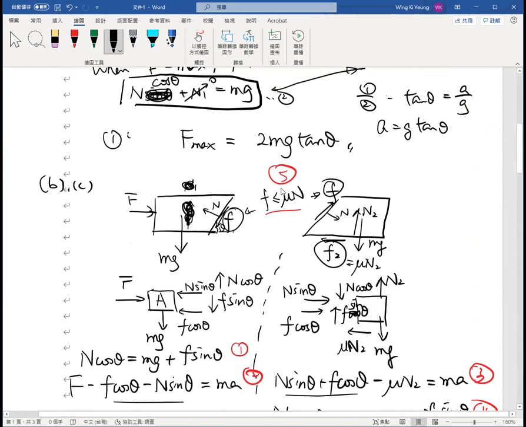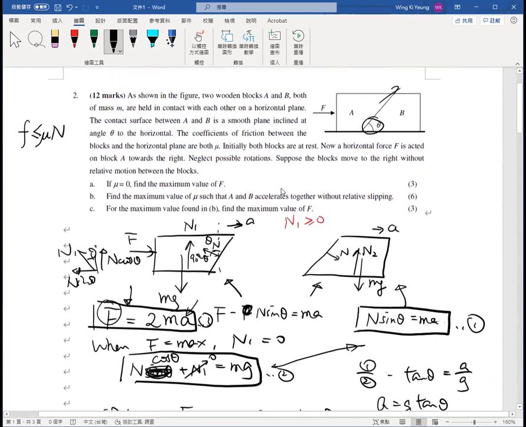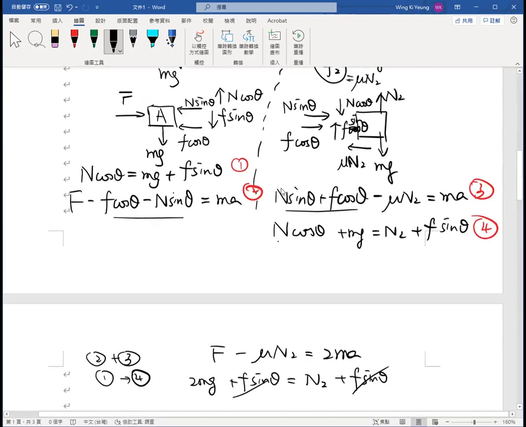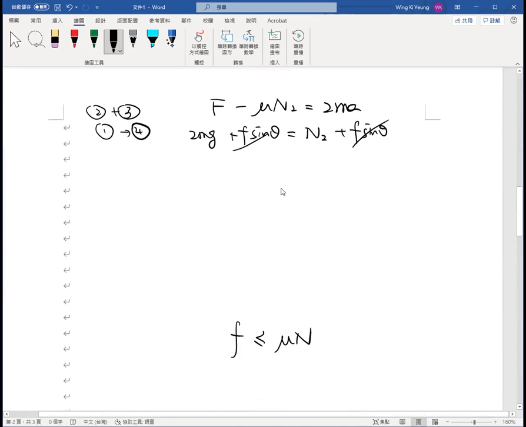It's just 2mg. Yes, because if you consider A and B as a whole object, there's only one vertical force provided by the ground, that is n2, to support the weight of objects A and B. So this is a very simple equation that you should be able to solve. So there's 2 mu mg. I simplify a bit more.